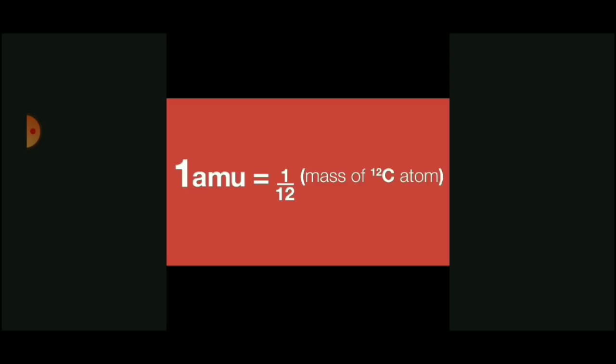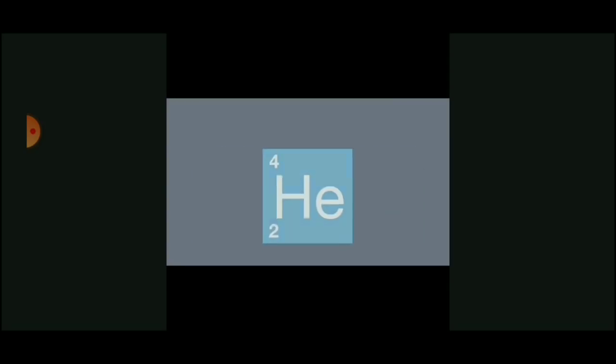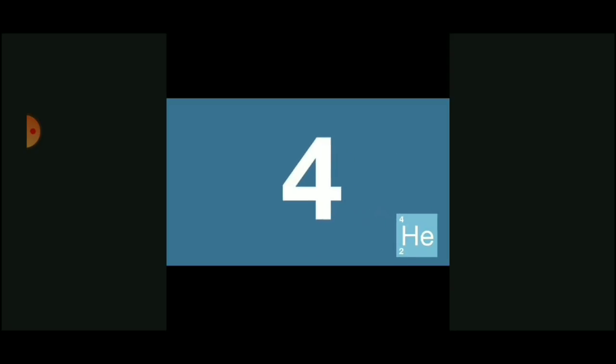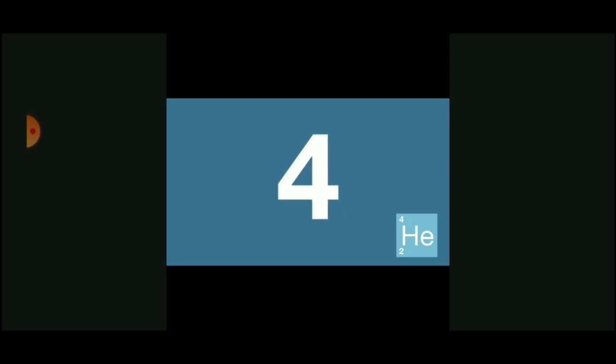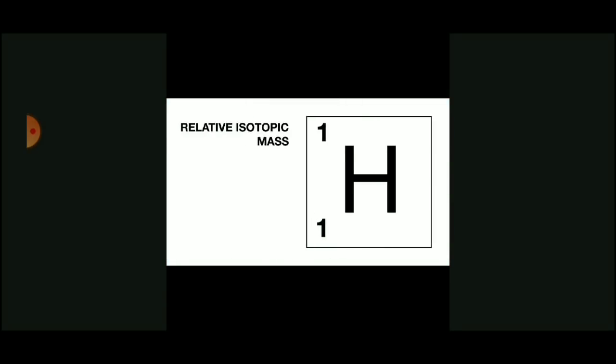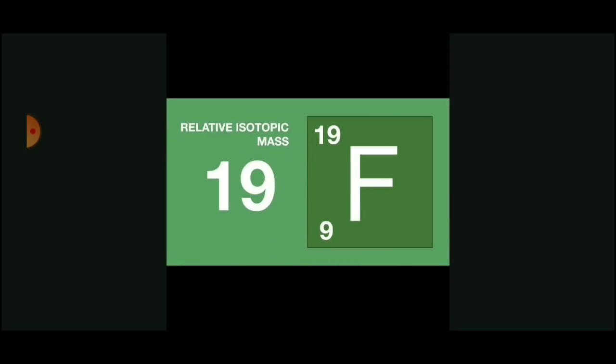Now there are three atoms given, that is hydrogen, helium, fluorine. They have unique atomic masses. Look at the helium atom. Its mass number is 4. Relative atomic mass is also 4. So we can write it as helium is equal to 4 of 1 by 12 of the mass of a carbon-12 atom. Take the hydrogen atom. Its relative isotopic mass is 1. If you take fluorine, the relative isotopic mass is 19.